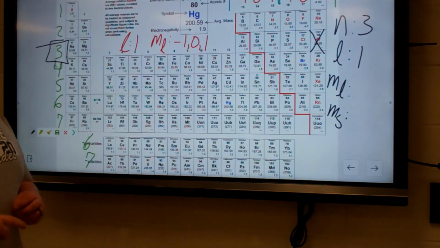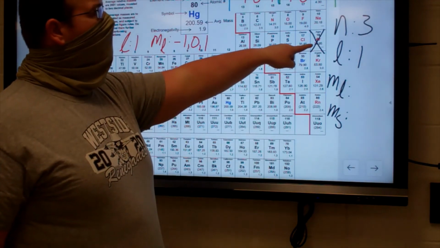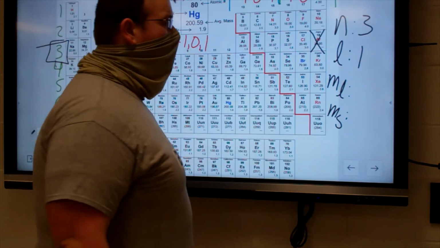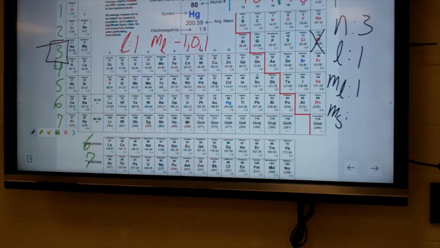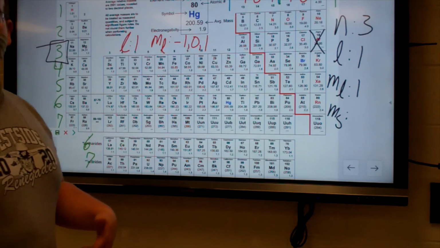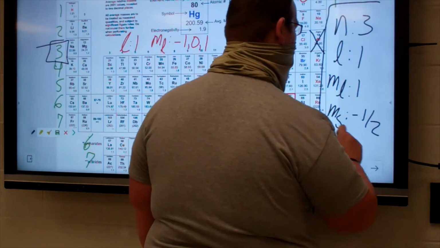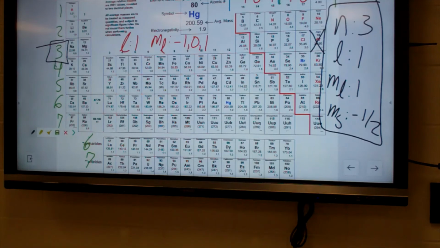Now what about M sub L? This is where breaking down the periodic table comes in helpful to you. Because look where argon is. Look over top your column. What's M sub L? 1. And what about the spin quantum number? -1/2. -1/2 because it's the second time that we see the pattern. Bada boom, bada bing. Are they the same? Yes. This is what you're looking at.